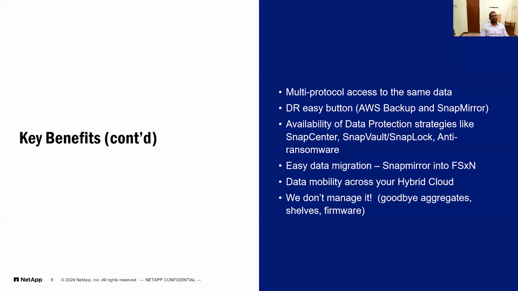SnapMirror data transfer is much faster, and we'll be able to save all users and file-level permissions as they are. All we need to do is just mount the volume on the server, and we can start utilizing the data. And we will be able to access our FSx file system across the hybrid cloud. And with the help of FSx for ONTAP, we don't need to worry about firmware and software upgrades and all. We can say goodbye to them.